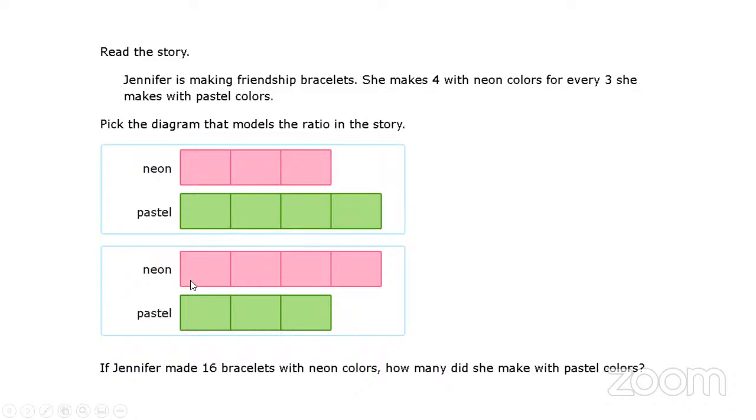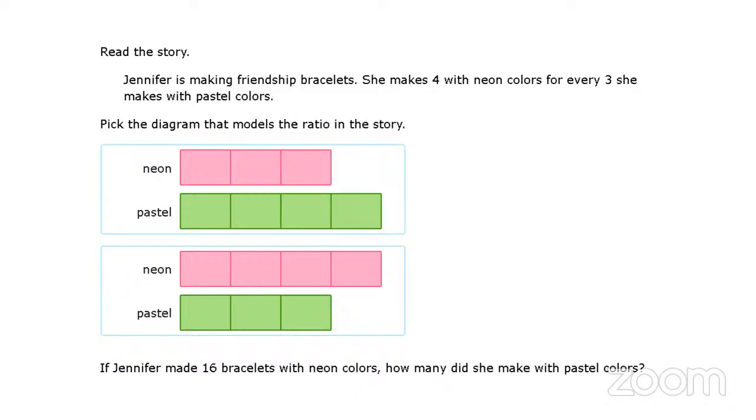So let's check the other diagram. We have 1, 2, 3, 4 for neon and 1, 2, 3 for pastel. And so definitely diagram B. Very good. So all who have said diagram B, that's brilliant. But let's look at the question now.